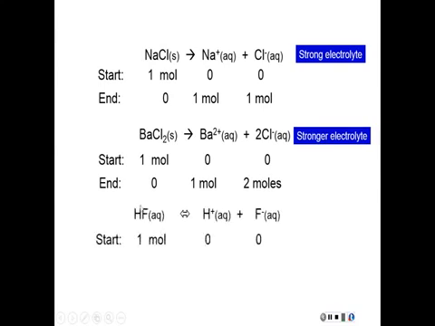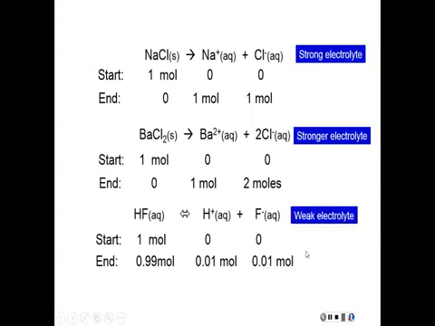And here's our HF again. Now, the double arrow says it's a weak electrolyte, and let's see what that really means. If I started with a mole of it, at the end, almost all of that is still present, and only 1/100th of it really reacted. So the number of moles of ions is tiny. That's a weak electrolyte.